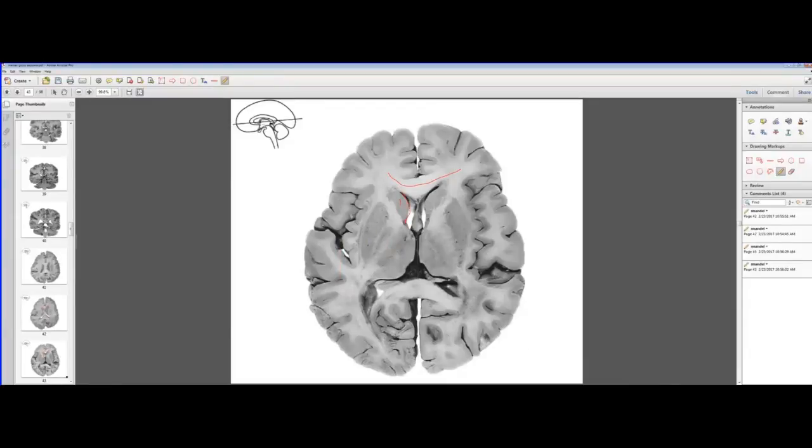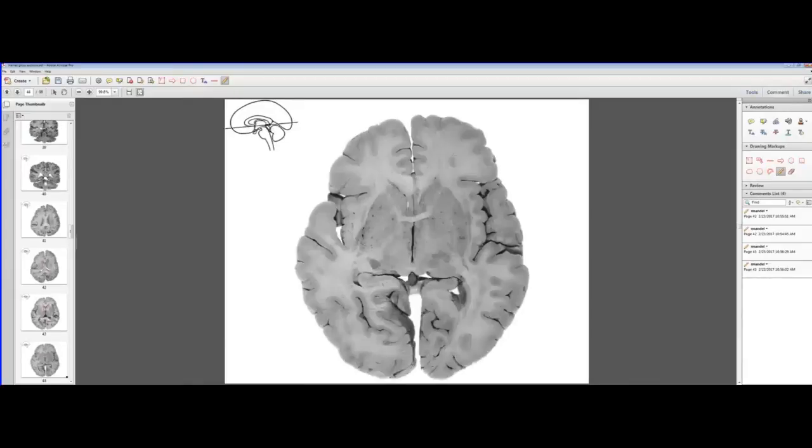And here we have the occipital horn of the lateral ventricle. You can actually see how back here, on this side, we have the atrium, right? See the triangle? And you can actually see how the ventricular system goes back into the occipital horn.